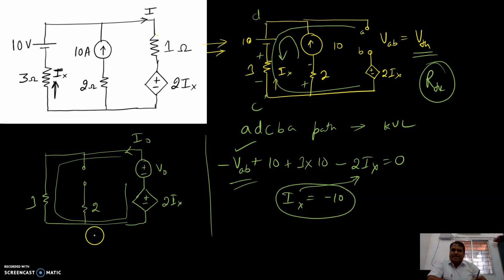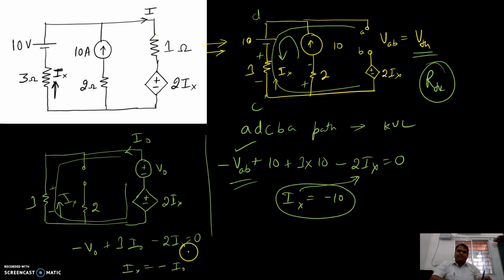So we can write a KVL over here, and we can write, let us say, minus V0, and this is 3I0 because of the plus and minus like this, and here it is minus 2Ix is equal to 0. Then we can also say that Ix is the current like this, so Ix is equal to minus of I0. So that way also we will put the value of Ix over here, and we can have a relation between I0 and V0.